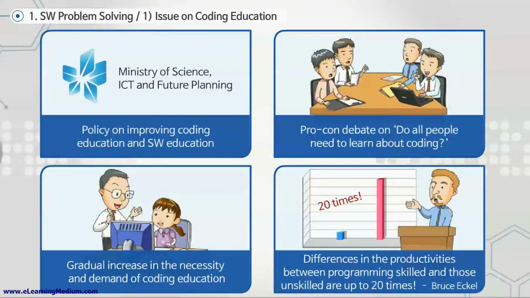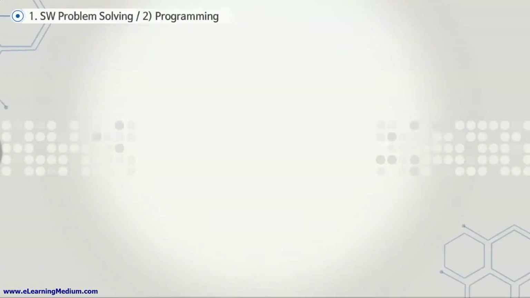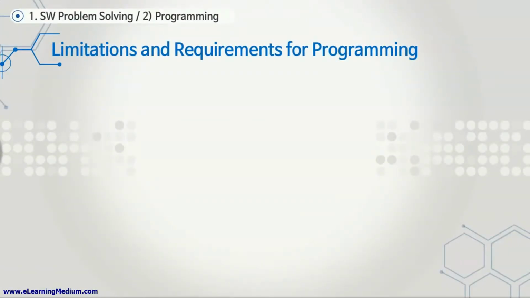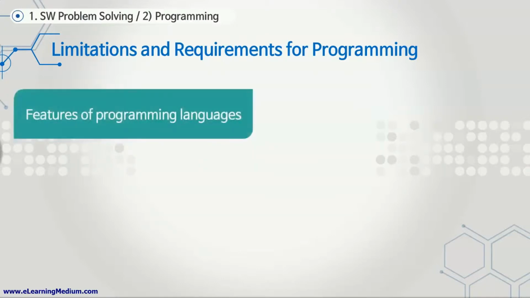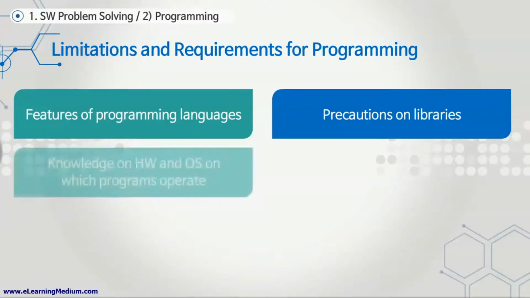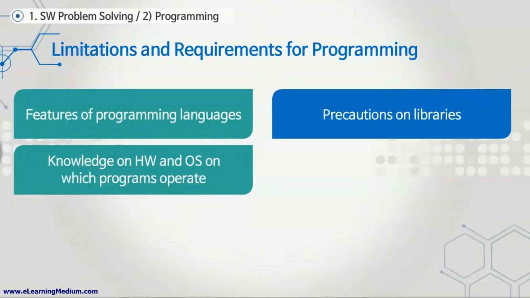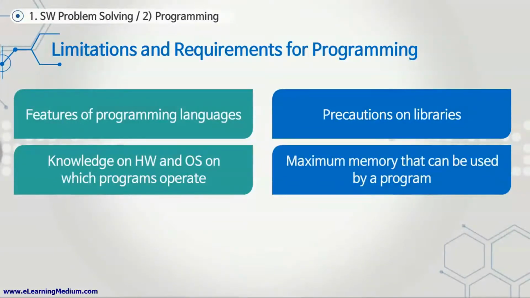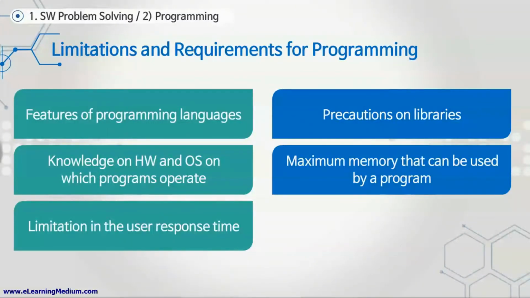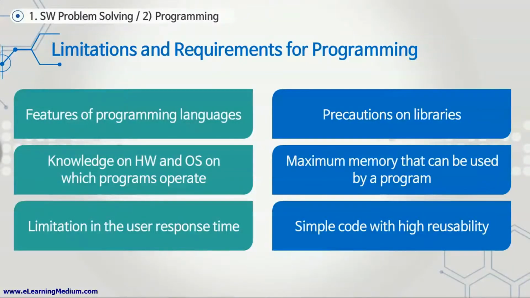Bruce Eccles said, "The differences in the productivities between programming skilled and those unskilled are up to 20 times. For programming to software development, we need to know much information. First, basically we should know the programming languages and libraries used for software development, and the knowledge on hardware and operating system on which programs operate. In addition, we need to know the maximum memory that can be used by a program. Furthermore, we should consider various user requirements, like the limitation in the user response time and the use of simple codes with high reusability."